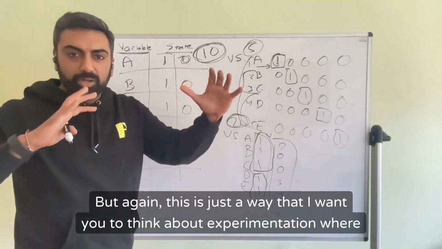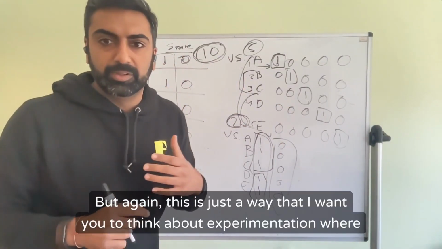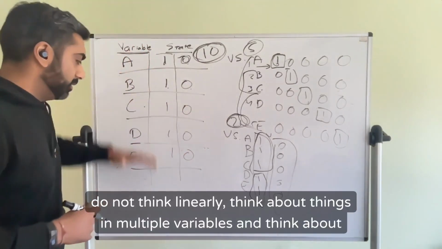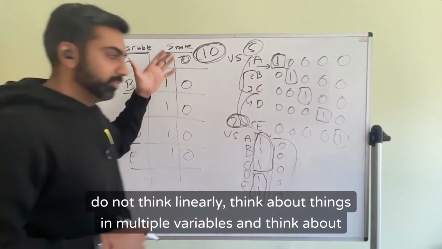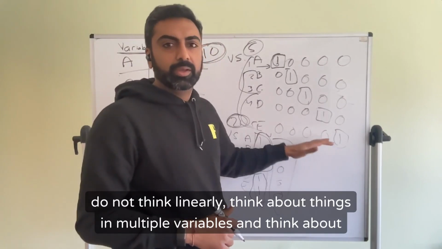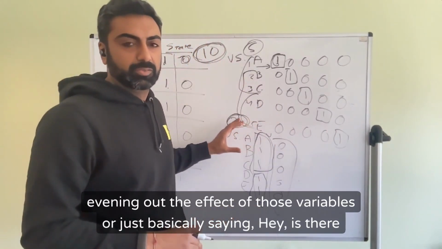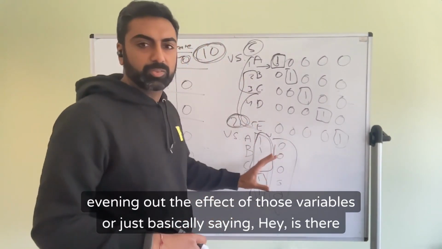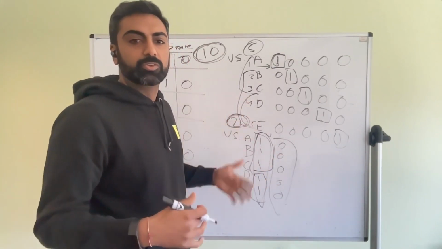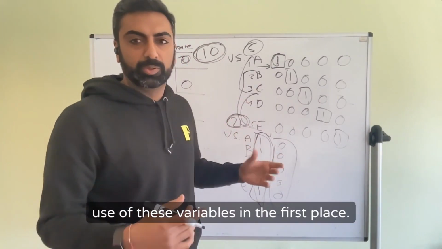But again, this is just a way that I want you to think about experimentation, where you do not think linearly. Think about things in multiple variables, and think about evening out the effect of those variables, or just basically saying, hey, is there any use of these variables in the first place?